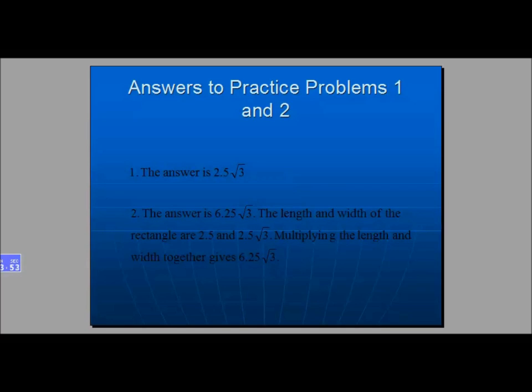The answers to practice problems 1 and 2 are as follows. For problem 1, the answer is 2.5 square root of 3. The area of the rectangle is 6.25 times the square root of 3. The length and width of the rectangle are 2.5 and 2.5 square root of 3. Multiplying the length and width together gives 6.25 times the square root of 3.